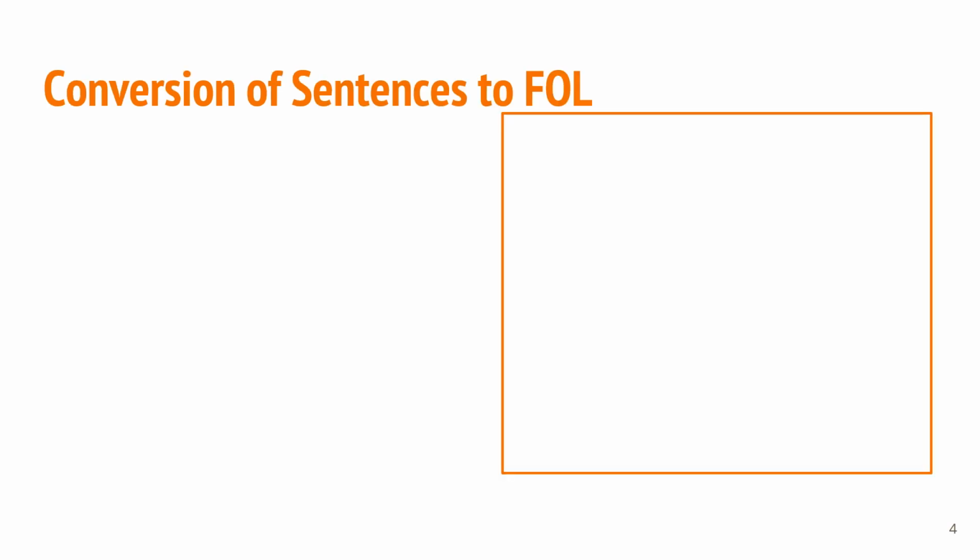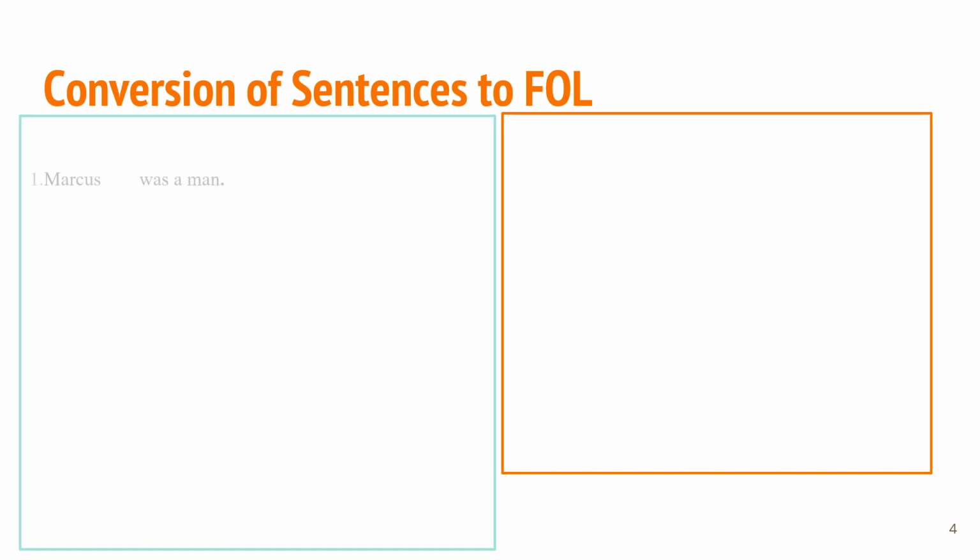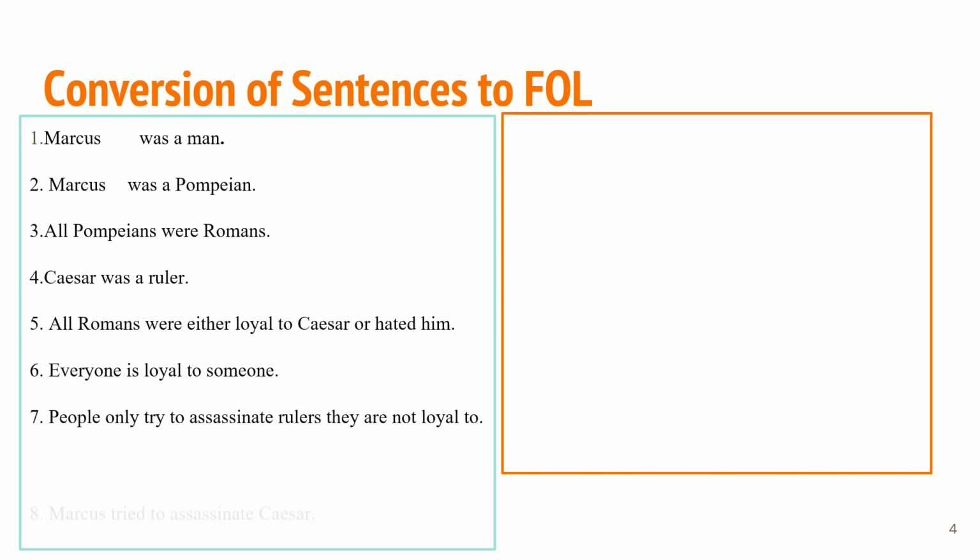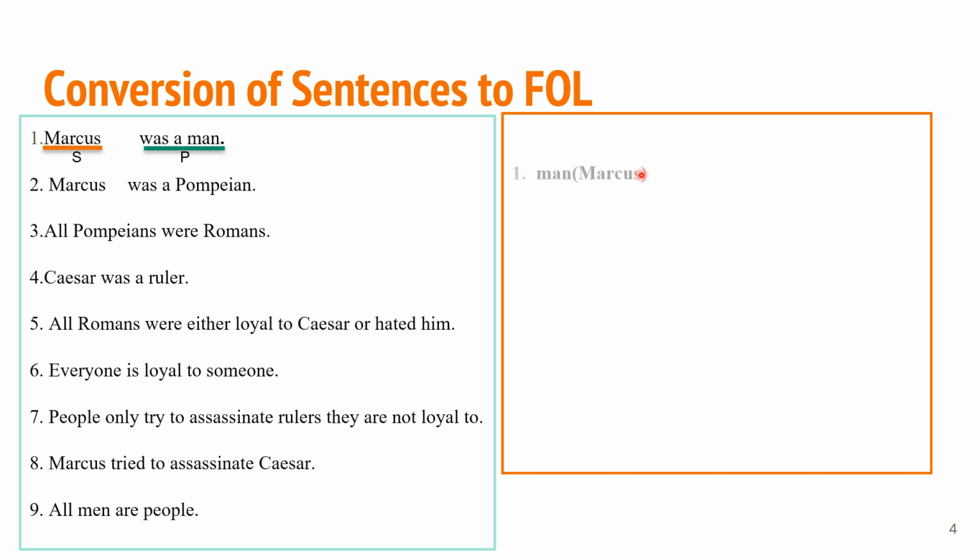Let us see some examples of how we can convert sentences to first order logic. Let us assume there are 9 sentences. The first sentence is Marcus was a man. Here Marcus is a subject, was a man is a predicate. So in logic representation, first write the predicate man. Within that, you can write the subject. You have to omit all the stop words like verbs and other prepositions.